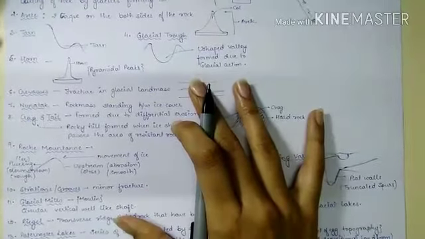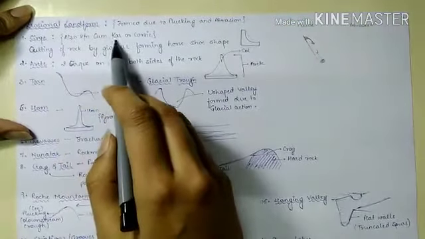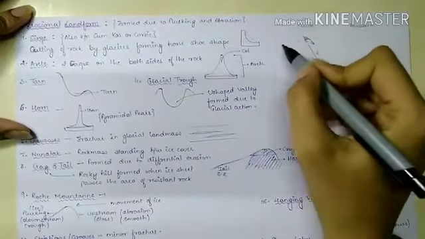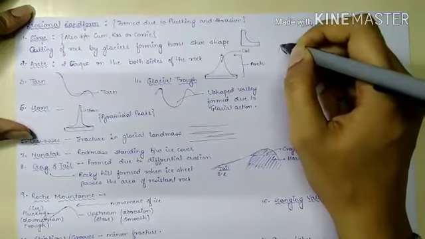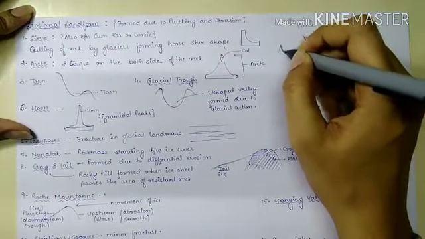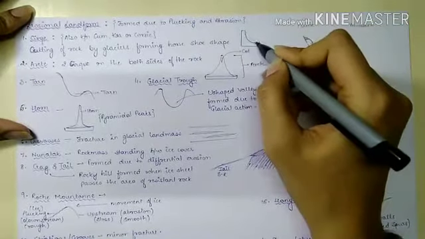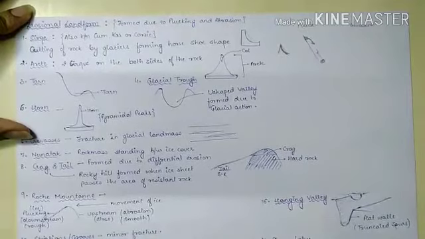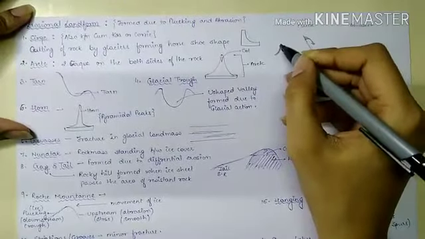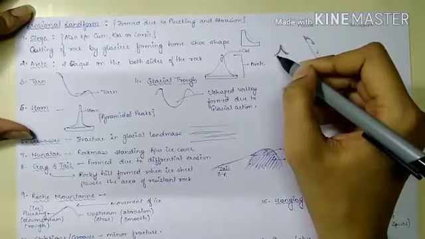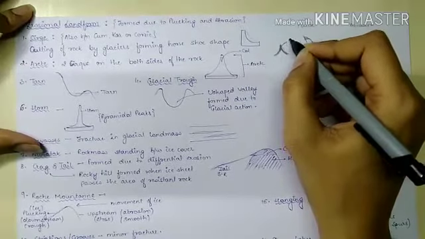So the first erosional landform is the cirque. Cirque is also known as corrie, cwm or quarry. See, what happens is this is the mountain, and due to erosion one slope acquires a horseshoe shape. This is known as a cirque, and when cirques are formed on two opposite sides of the mountain, it is known as an arete, and the conical part of the arete is known as the col.